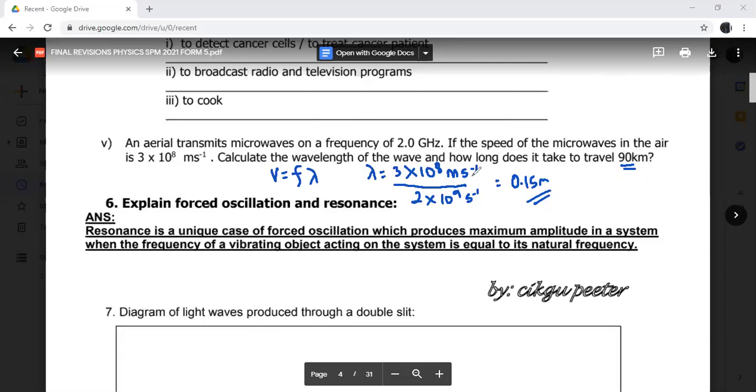Use another formula. Speed equals distance per time. How long does it take? So time should be distance, 90 kilometer, changed to meter, divided by speed, which is 3 times 10 to the power of 8 meter per second. So what's the answer, guys? Negative how much? 4 or 5? 4. 4 seconds. So this is the time taken for the wave to travel 90 kilometer distance.